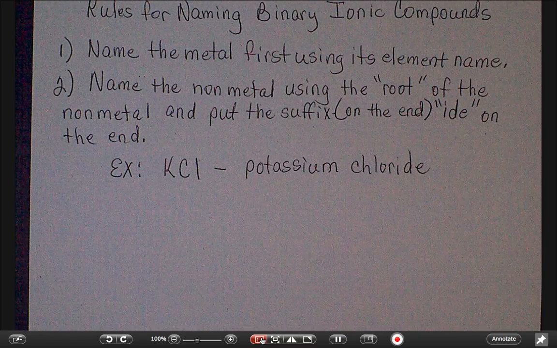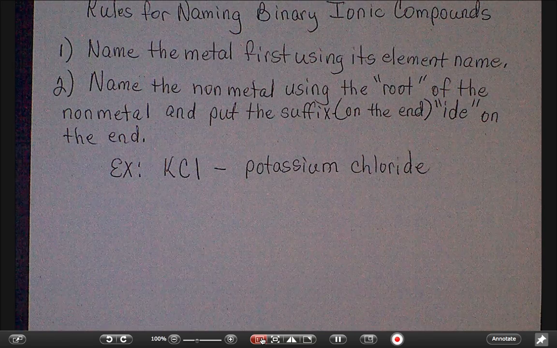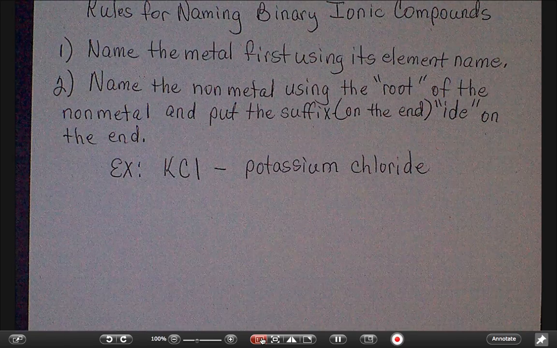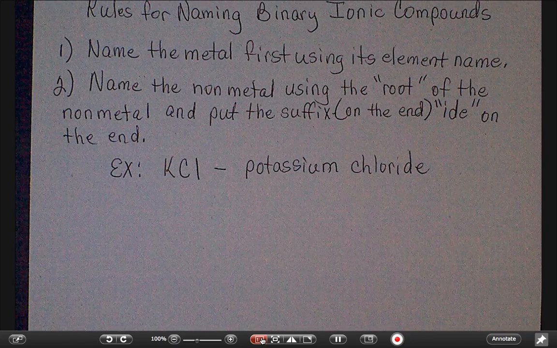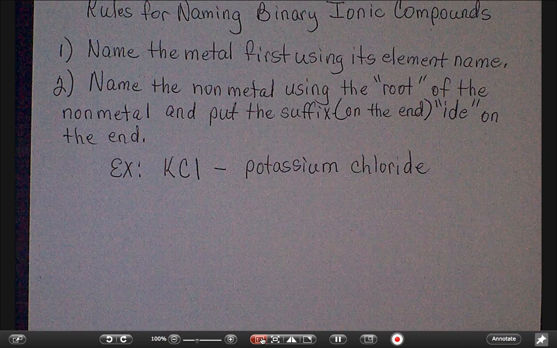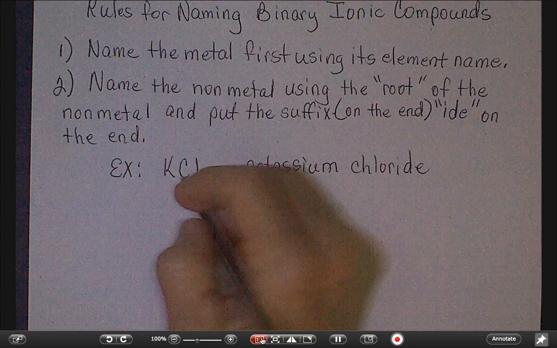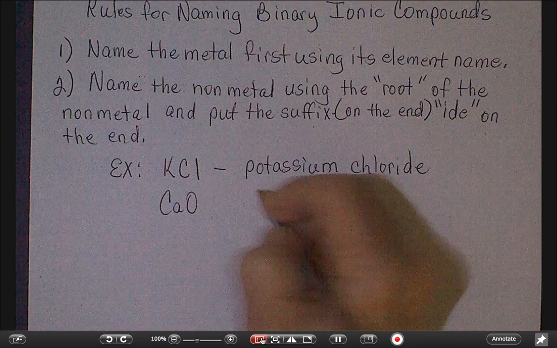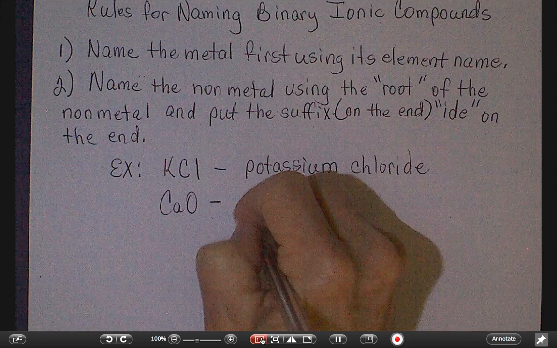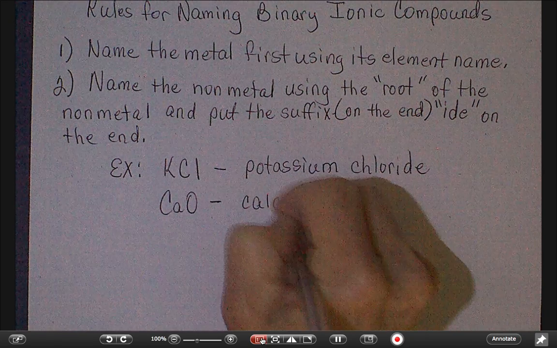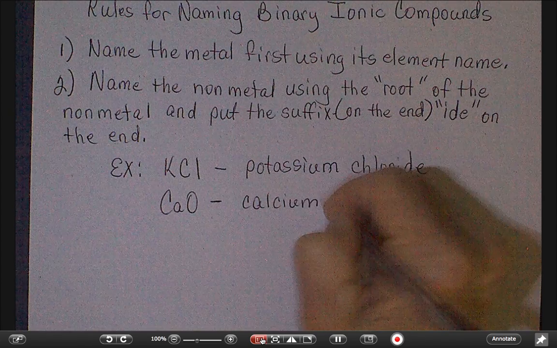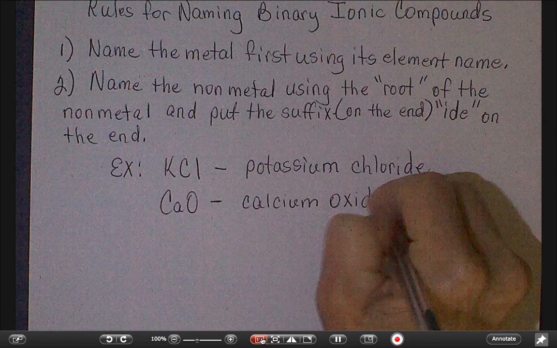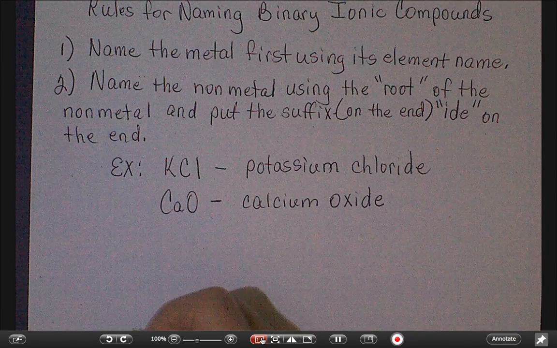All ionic compounds form a group called salts. Not just NaCl is a salt. It's one of a whole bunch of things called salts. It's a group of compounds. Okay? CaO. What's the name of Ca? Calcium. Oxygen is ox. Exactly. Okay.